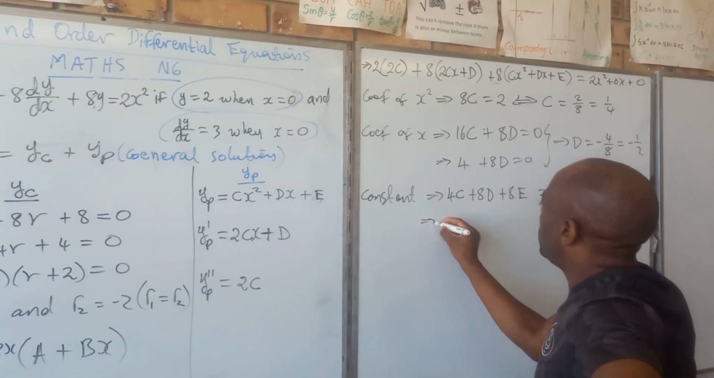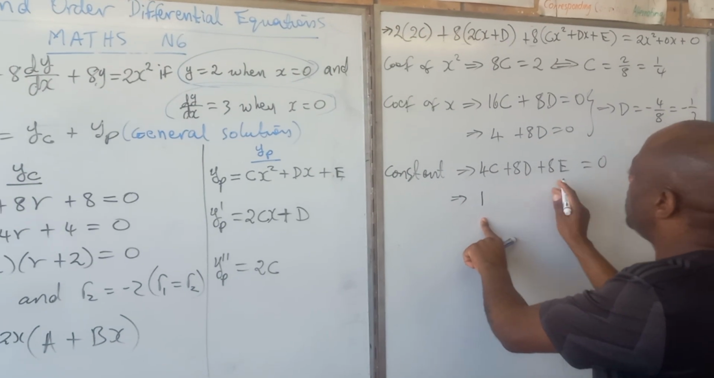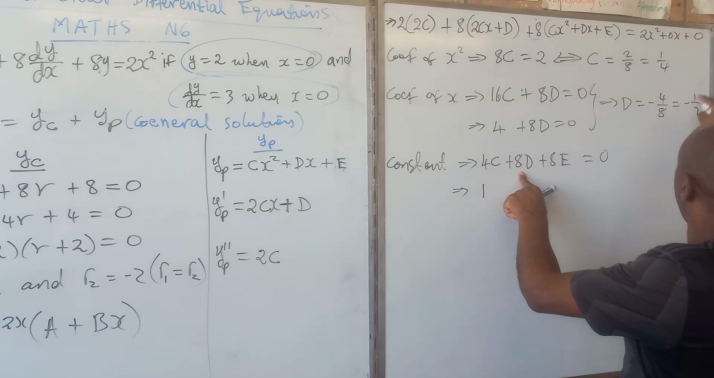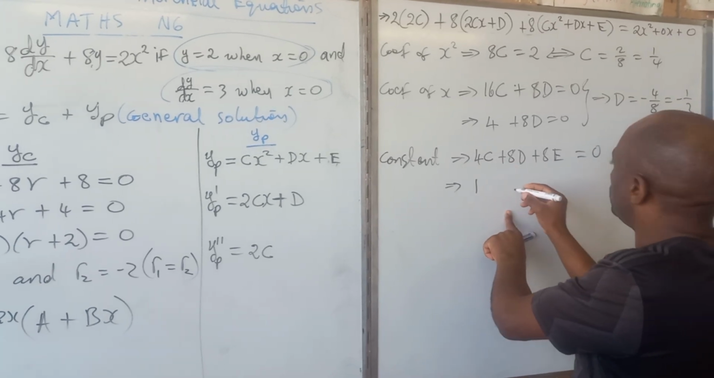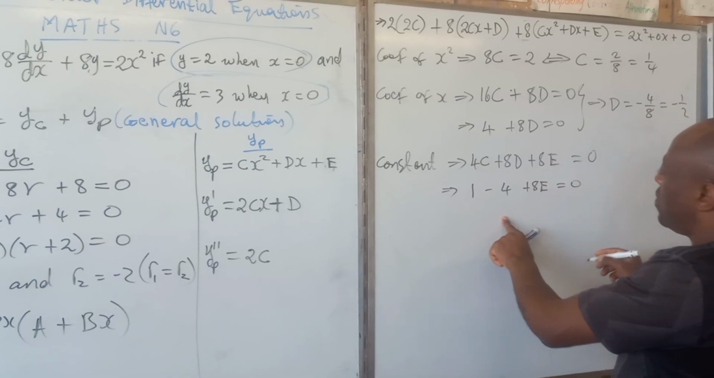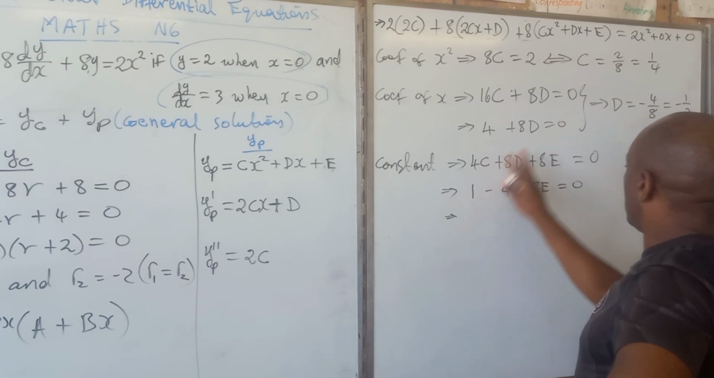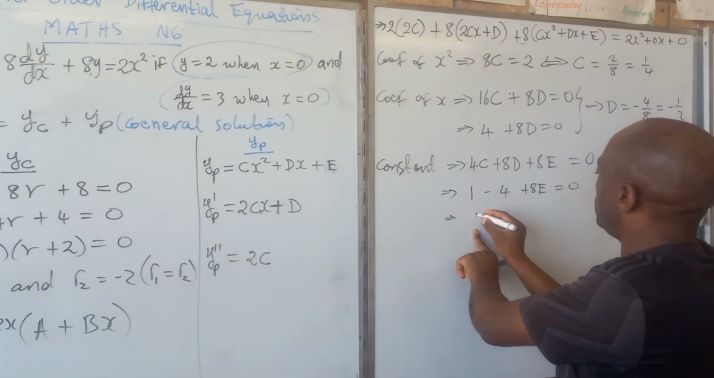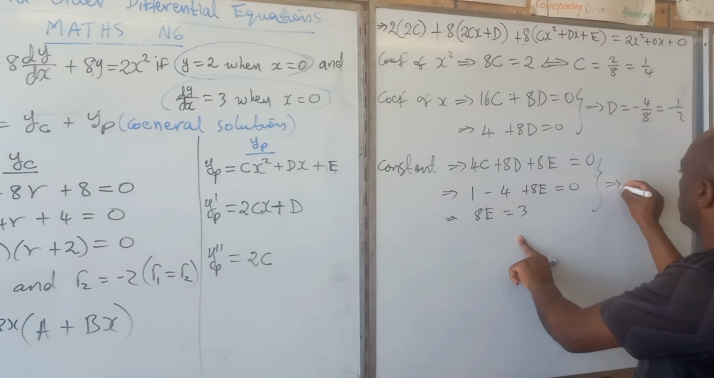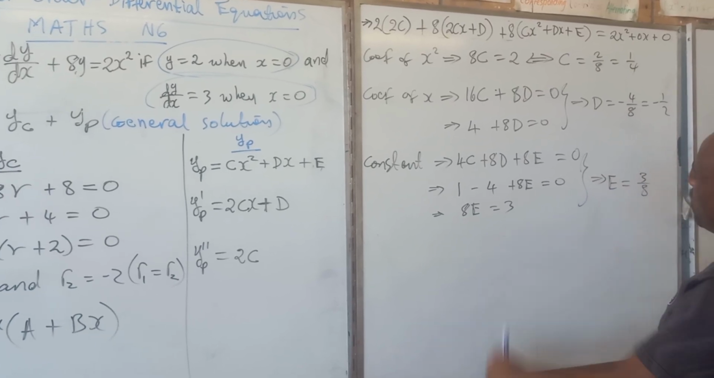So we get back here, c is 1 over 4 times 4 is 1, d is negative 1 over 2 times 8, so it's like 8 divided by negative 2, which is negative 4, plus 8e is equal to 0. So if this negative 3 becomes 3 on that side, we are having 8e is equal to 3, and this will be telling us that e is equal to 3 over 8.